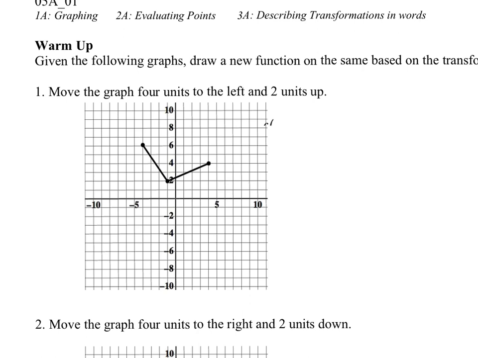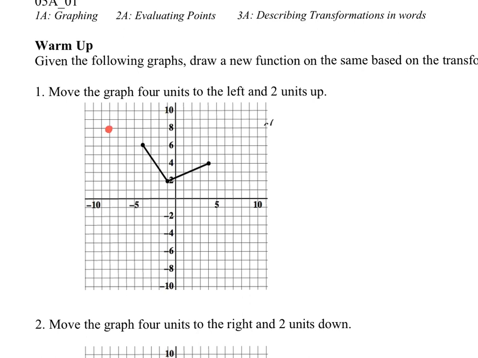So hopefully by now you've tried the warm-up. 1 and 2 should have been fairly simple, but number 3 is a little more challenging. And then as we go through this, I'm going to show you how we would write it with our notation. So the first one said move the graph 4 units to the left and 2 units up. So you probably counted from each point 4 units to the left, 1, 2, 3, 4, and 2 units up.